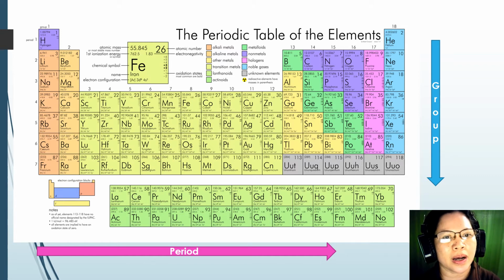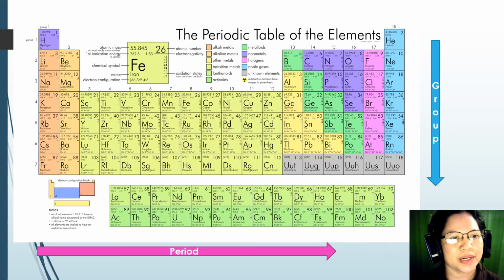So, colors will signify what type of element they are. Whether they are alkali metals, alkaline earth metals, other metals, transition metals, the lanthanides, the actinides, whether they are metalloids, non-metals, the halogens, and the noble gases, and even the unknown elements.